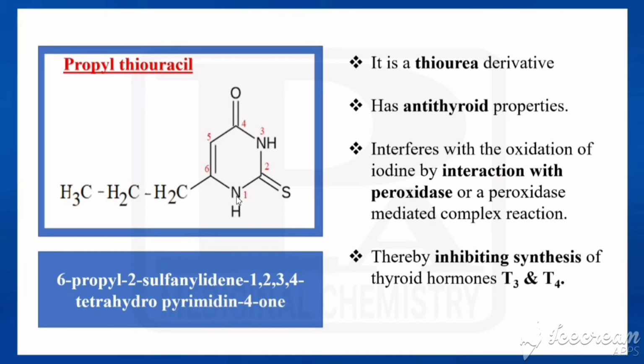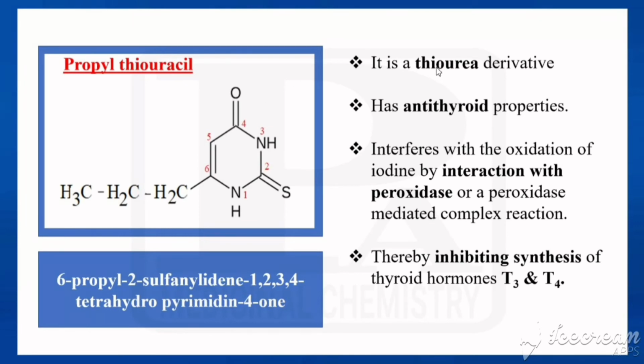Now what all will be attached other than that? The 6th position is having propyl, and the 2nd position is connected with sulfur by means of a double bond. So it is called 6-propyl, 2-sulfanylidene. Why is it called sulfanylidene? Because of the presence of the double bond, it gets the suffix "ylidene". This is called the sulfanyl group. That's why it is called sulfanylidene. So 6-propyl 2-sulfanylidene 1,2,3,4-tetrahydropyrimidin-4-one.